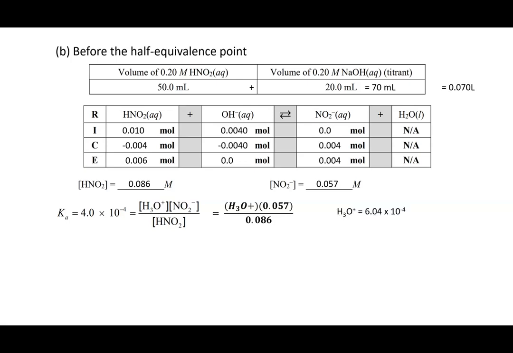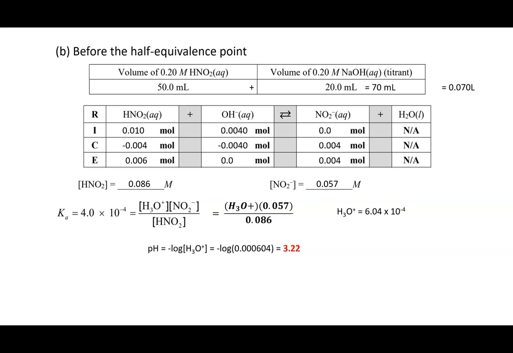And when I do that, I get 6.04 times 10 to the minus fourth, okay? And I can do my pH calculation, the negative logarithm of that number, and I get 3.22. Let's think about this for a minute. We started out with acid and no base. We added some base. We would expect the pH to come up, and it does. So now my pH has come up to 3.22.